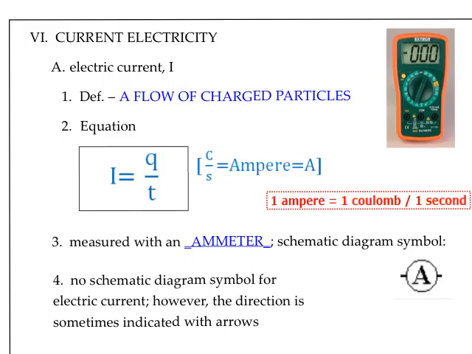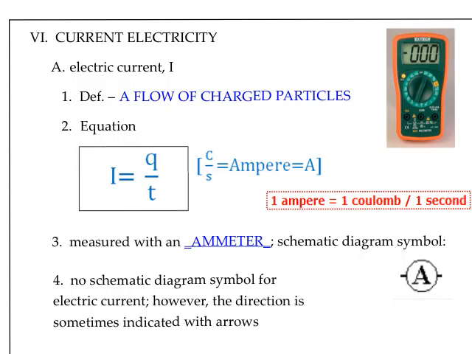Our last section of this chapter is going to be on current electricity. So we're going to start out with electric current. The variable is a capital I, and the definition is a flow of charged particles. Now, when we talk about the charged particles flowing, we're looking at a rate at which they can flow. So when we build our equation, we're going to have a capital I for current, and it's the rate at which those charges are flowing.